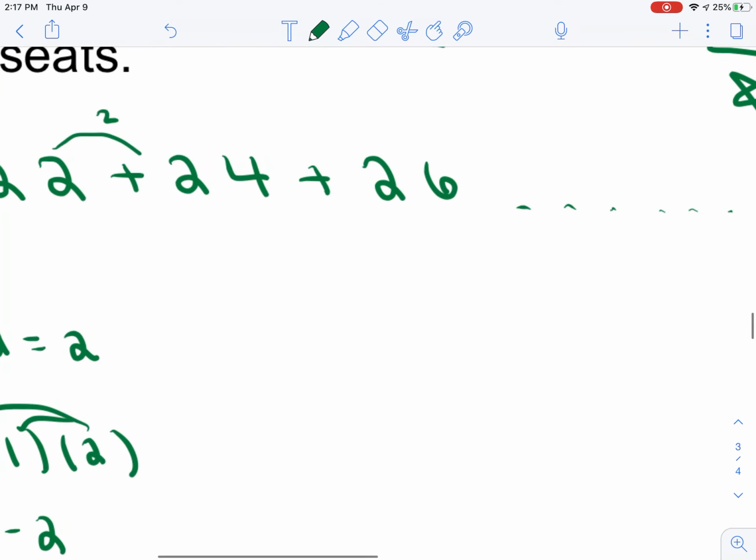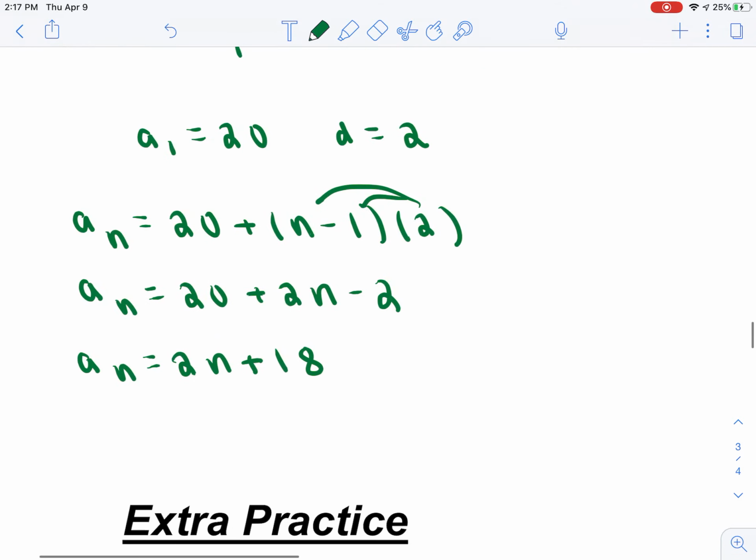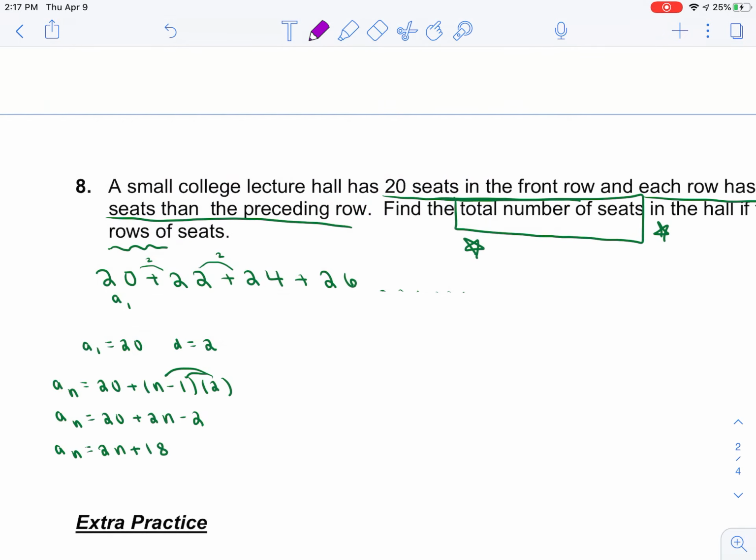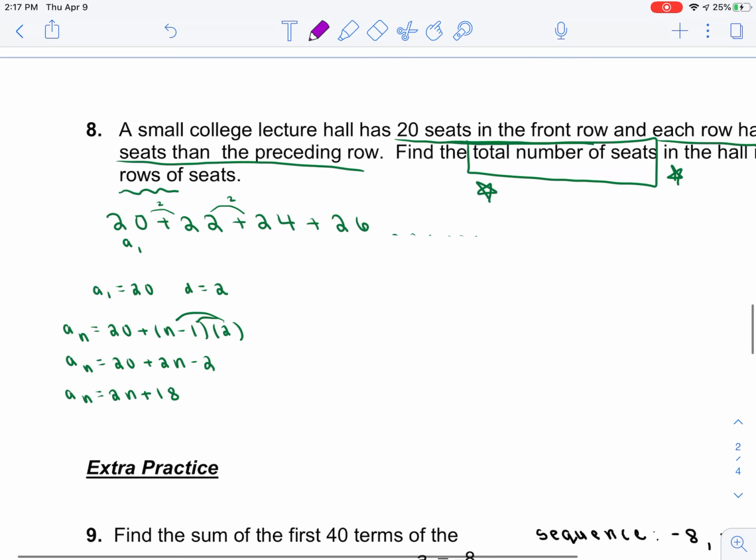Notice when I sub in a 4, I should get 26, and notice that if I do that, I get 26. Now, let's answer the question. We want to find the total number of seats if we have 30 rows. So that means I'm finding the sum of all 30 rows.